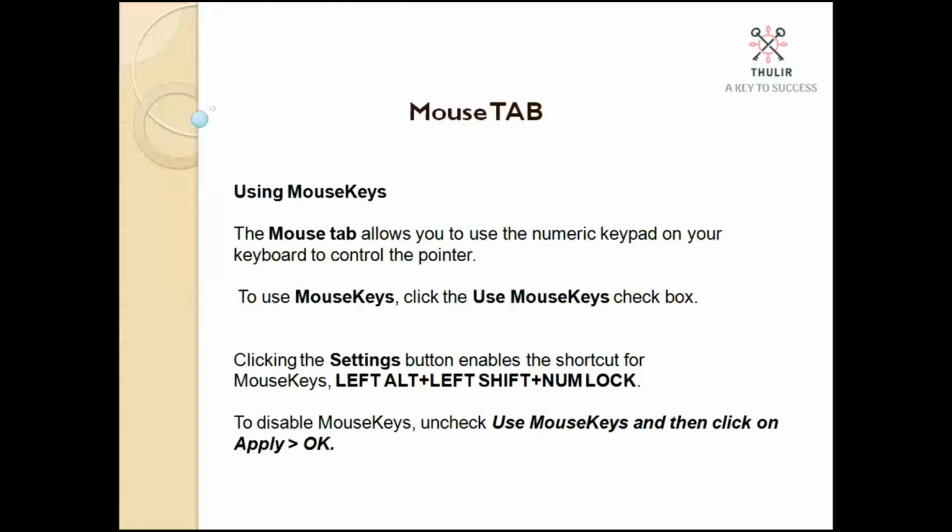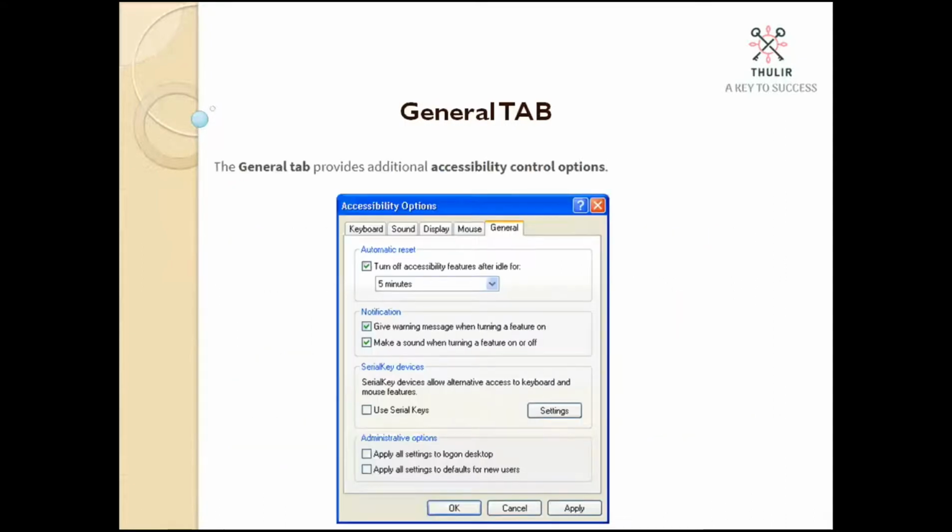To enable this, we can use the shortcut left Alt plus left Shift plus Num Lock. And to disable it, you can always uncheck the option use mouse keys and then click on Apply and then OK, right? This also I will show you practically so that you can easily understand.